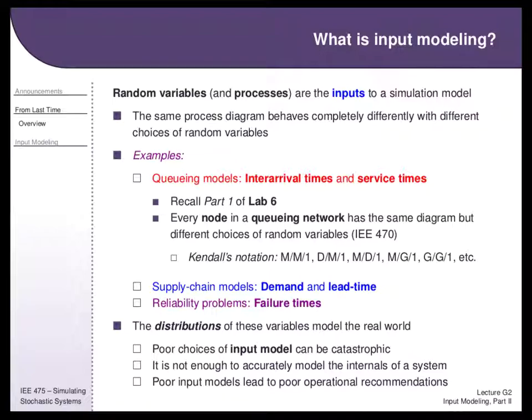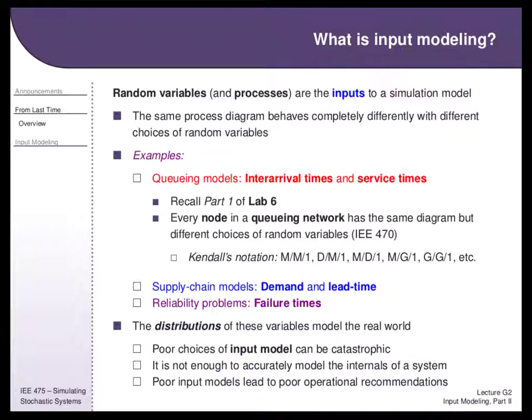For reliability problems, the input models are typically having to do with failures, so failure time. So there are some standard things you know that you're going to have to model, and then you have to figure out what the other things are. One of the things for your final project is you might say to yourself, the system that I'm interested in, does it fall into one of these 3 categories? Is it really a queuing system, a queuing network that I'm working with? Is it a supply chain problem? Or is it a reliability problem? Or is it some mixture of those?